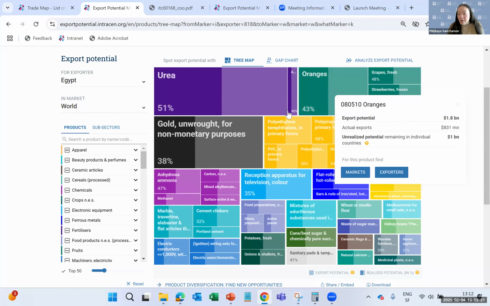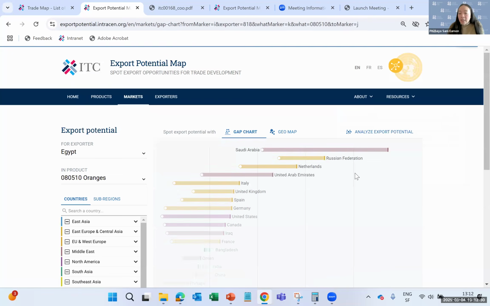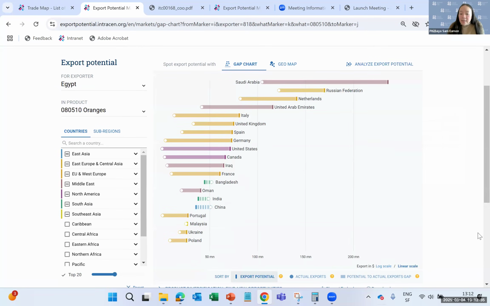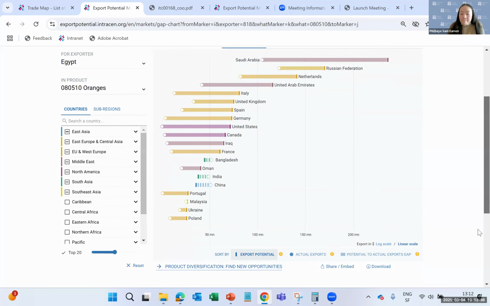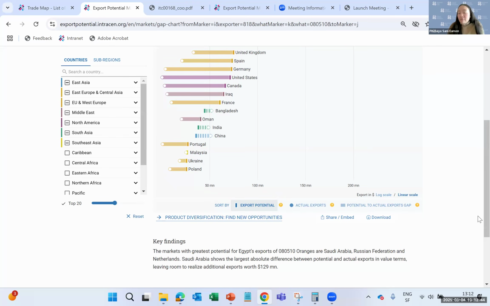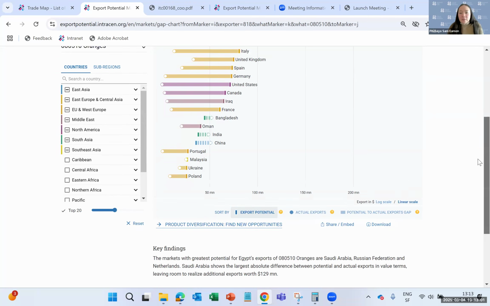And if you have identified a product, you can, of course, identify the potential markets for you. So I'm an Egyptian exporter of orange. I want to find in which markets I have export potential. I can see here that my greatest export potential is in Saudi Arabia. And the key findings will always be available here for you to read. That's what I really find useful about the export potential map, because trade map doesn't provide you that. You need to know the tool a little bit in order to do analysis, in order to make assumptions. But export potential map provides you the reading, the key findings based on the module that you see here.